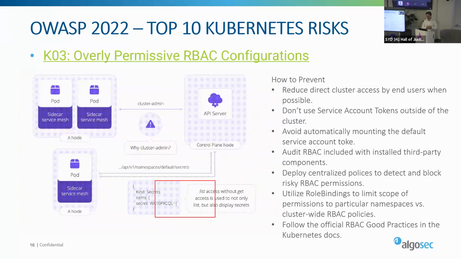Audit is really also very important, because it should include all the third-party components and every action, right? So if something has been provisioned, at least you have the audit trail of how and what happened, right? And deploying centralized policies to detect and block risky RBAC permissions. I'll talk about it later in more length.